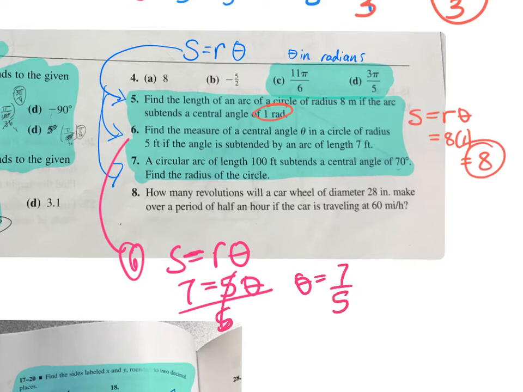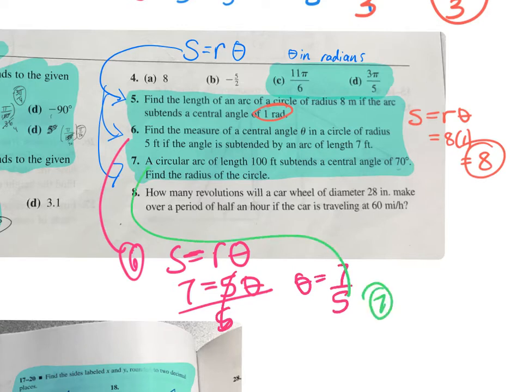That's in radians already. If I asked you to put it into degrees, what would you do? You multiply it by 180 over pi, sorry. I'm going to give them to you very straightforward, I promise.